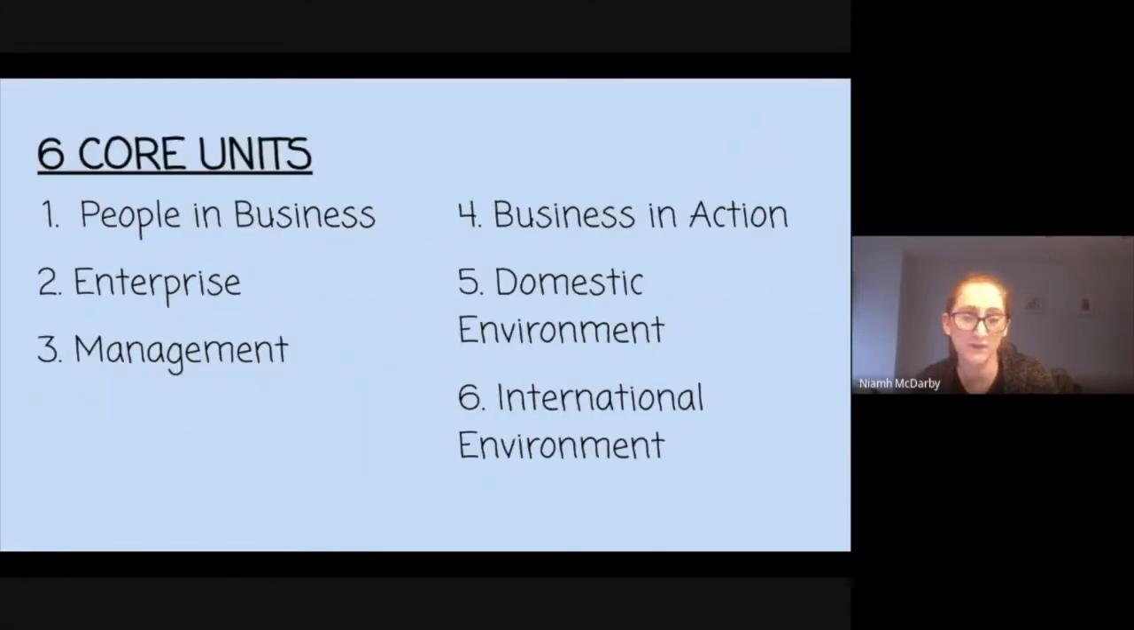Some of the units that we study in 5th year and 6th year business are people in business, enterprise, management, business in action, the domestic environment, and the international environment. In those units, there's several different topics that we look at. So we look at marketing, planning, finance, legislation, ethics, and the EU. So there's a range of different topics within those units that you will get to study.